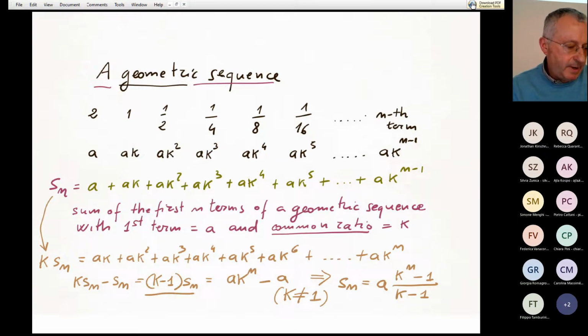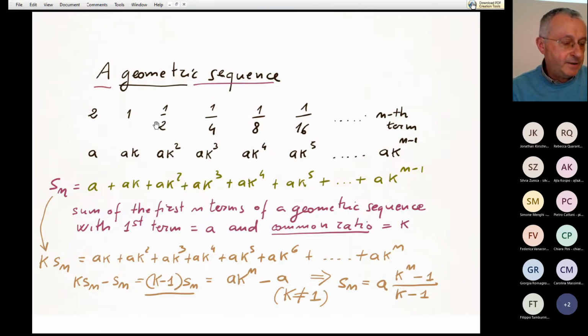But basically, what is a geometric sequence? You have a sequence of numbers. If you look at this example, you see that at each time step, the numbers are multiplied by a factor of 0.5, okay? So 1 is half of 2, 1/2 is half of 1, and so on and so forth.